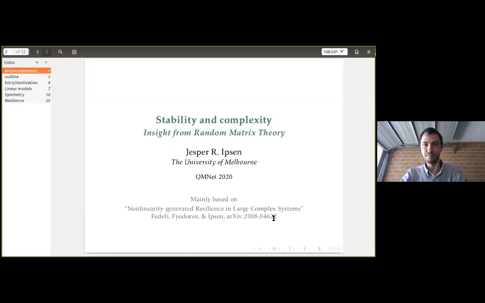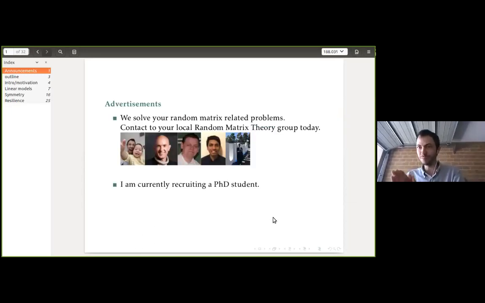Before I get started, I want to put in some other things, because every time I talk to a Melbourne audience, I like to make an advertisement for our random matrix group, because we like random matrices and they appear in many places nowadays. If you have some problems where random matrices appear, please send us an email. We will be very interested to see what is happening. We are trying to be more interdisciplinary if we can.